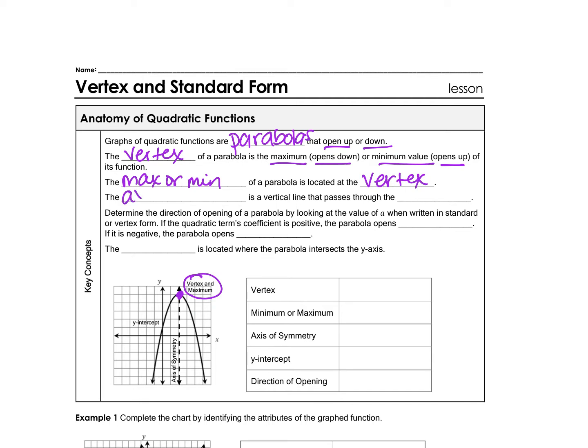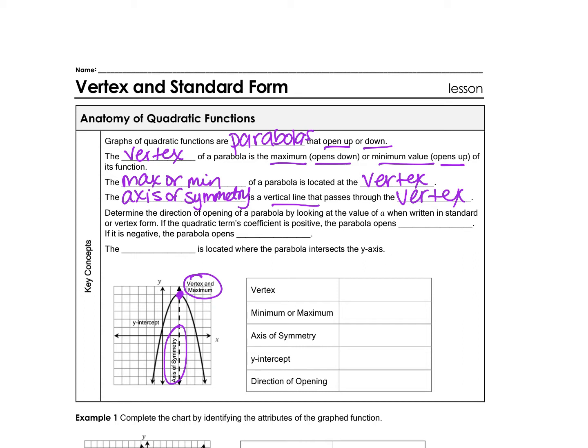The axis of symmetry, so remember, symmetry means it cuts it into two equal parts. So the axis of symmetry is a vertical line that passes through the vertex point. So it cuts the parabola into two equal parts. That's called the axis of symmetry.